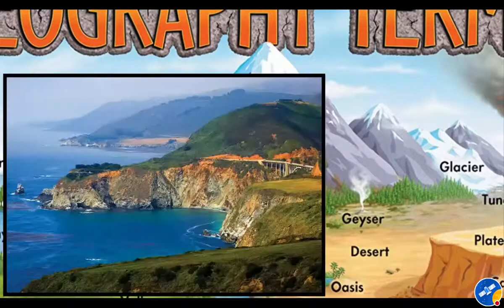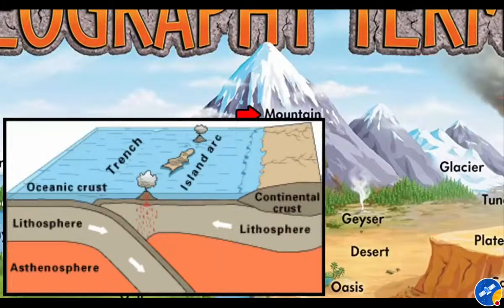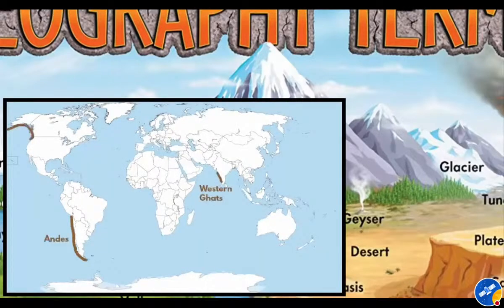You will also find many mountains near coastal areas. These are formed when heavy oceanic plate collides with a lighter continental plate. The oceanic plate sinks beneath the lighter continental plate, which results in coastal mountain ranges like the Andes, Western Ghats, the Aleutians, the Japanese and the Southern Alps.